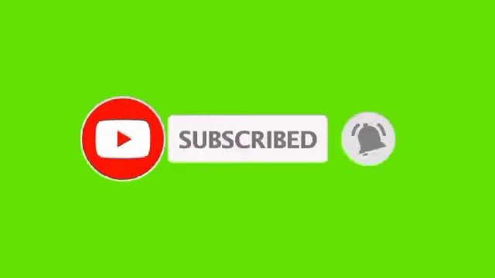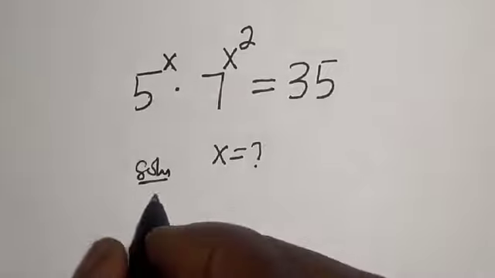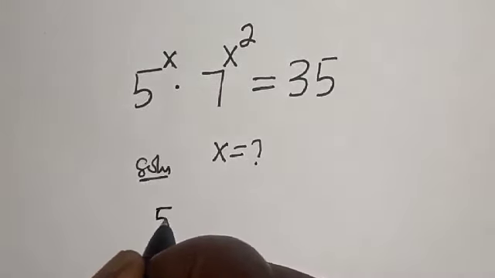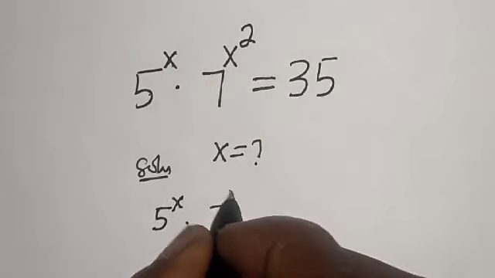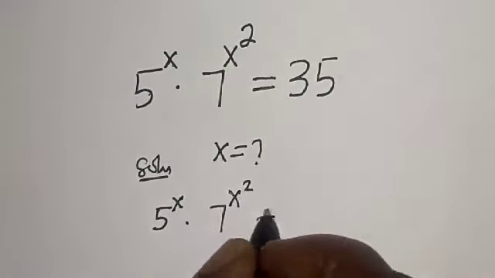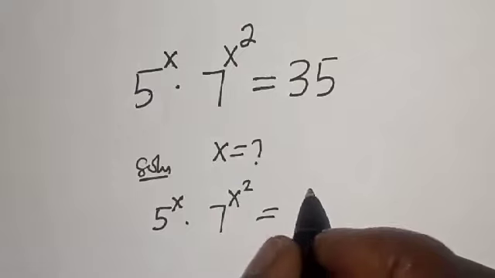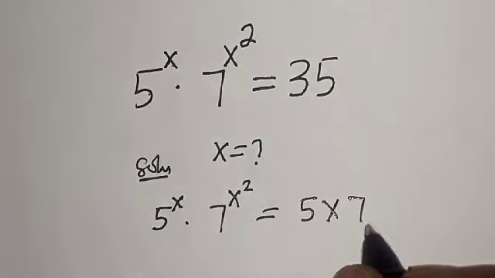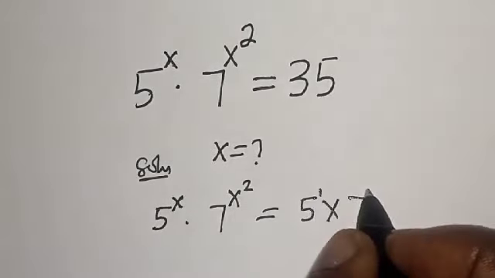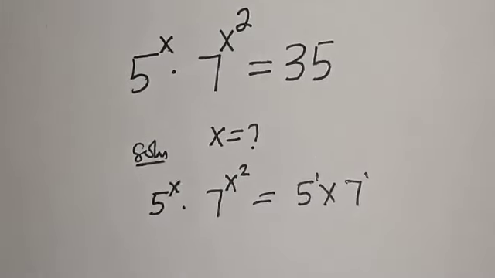Solution. We have 5 raised to the power of x multiplied by 7 raised to the power x squared is equal to 35. This can be written as 5 multiplied by 7, and remember this is also raised to the power 1 and raised to the power 1. Now let's divide both sides by 7.